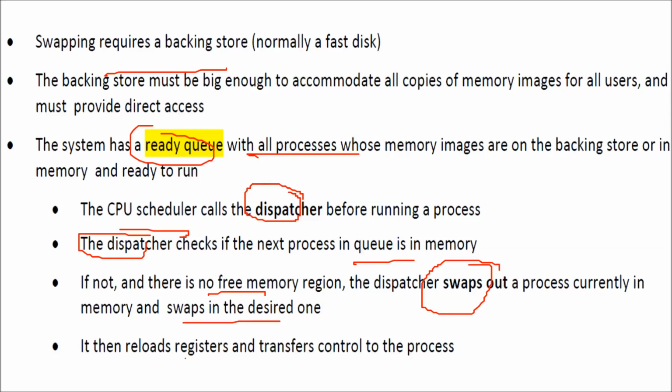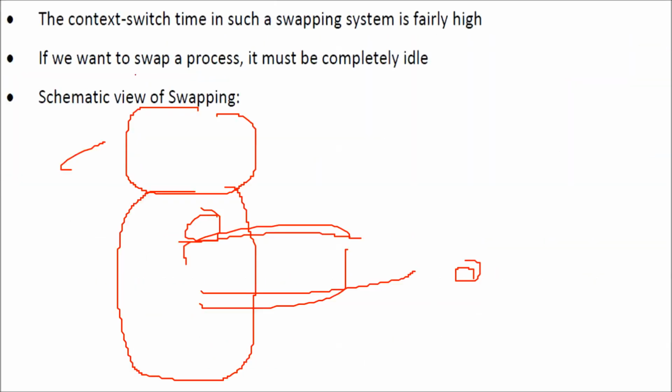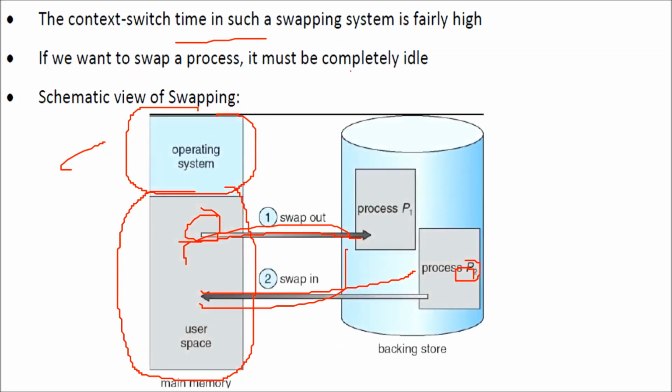Then after that, it has to do some housekeeping. That is, it will reload the registers and transfer control to the process. And the context switch time is also there because we are swapping. So we just swap those which are completely idle, and this is what is being done.